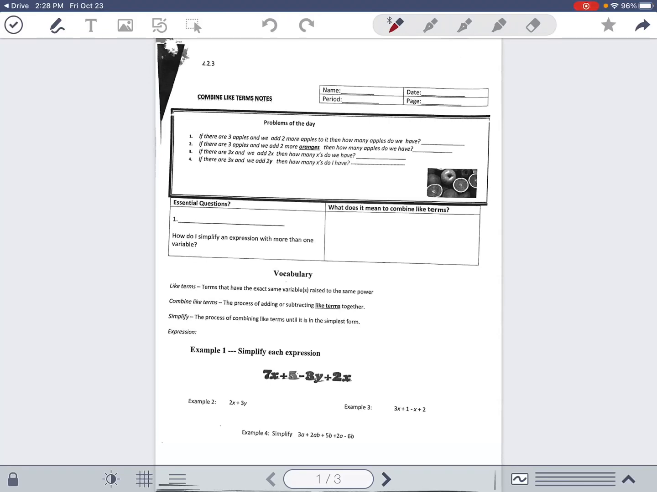We are going to solve multi-step equations, and in order to be successful, we have to understand how to combine like terms and apply the distributive property when needed. Okay, so here are some notes for combining like terms, just to refresh your memory.